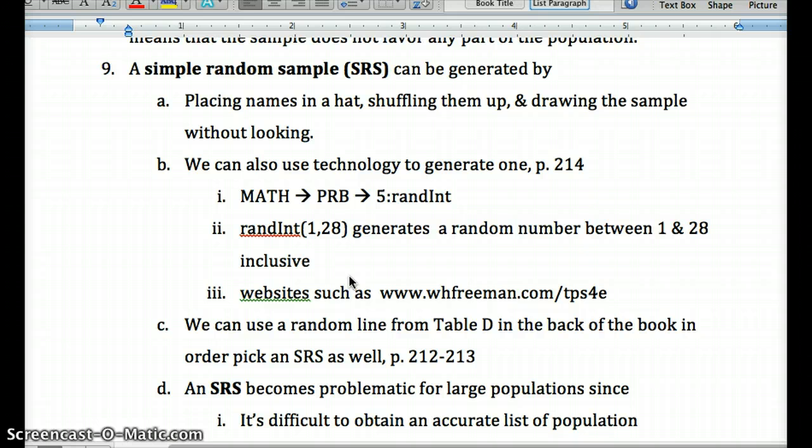Now, if we're randomly sampling, we would have to describe how we skip repeats like that, because we're not going to ask somebody the same question twice. That would not be representative.